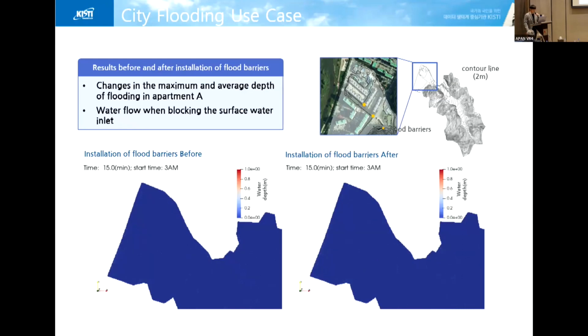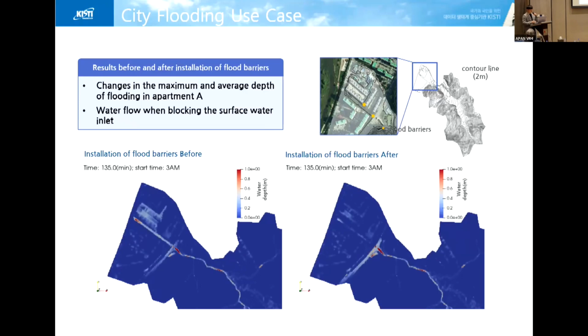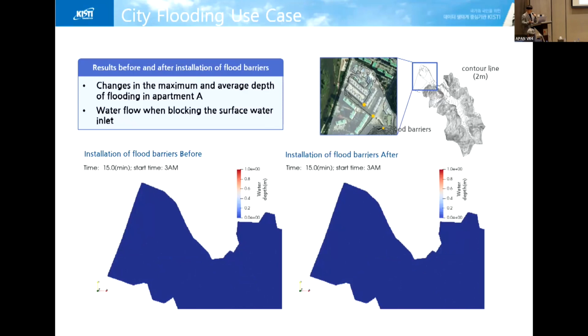If you look at the simulation picture, you can see that the water depths change with time. Before the flood barriers are installed, the area around the apartment is red, and after the flood barriers are installed, it is blue. And the Korea Environment Institute will continue to expand the scope with additional experiments.